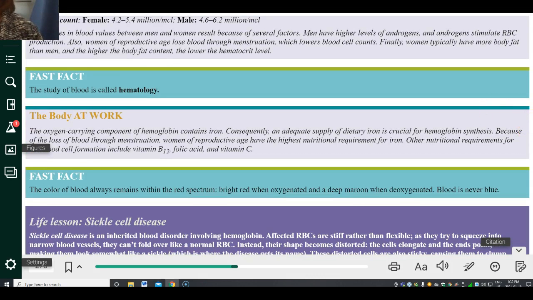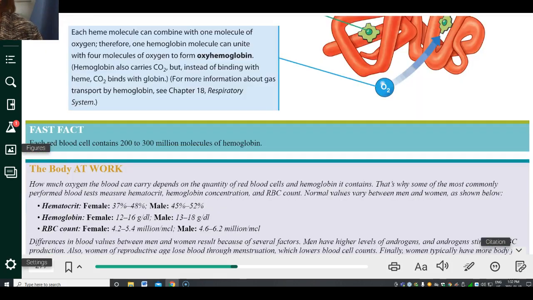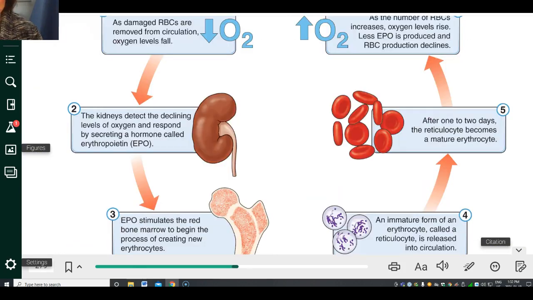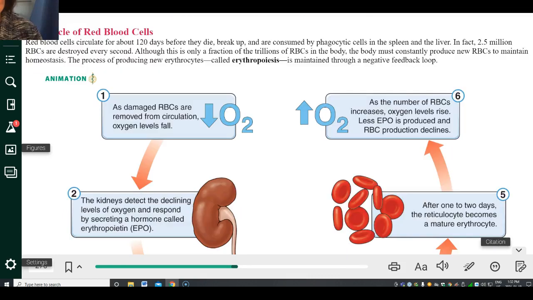My video is going to time out here, so let's stop at the red blood cells, and we'll look at the life cycle of the red blood cell in the next video.